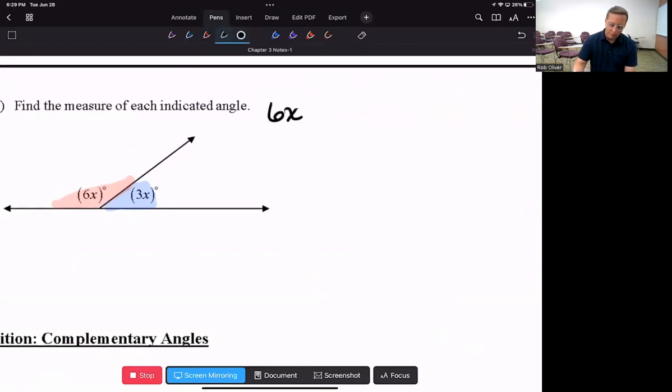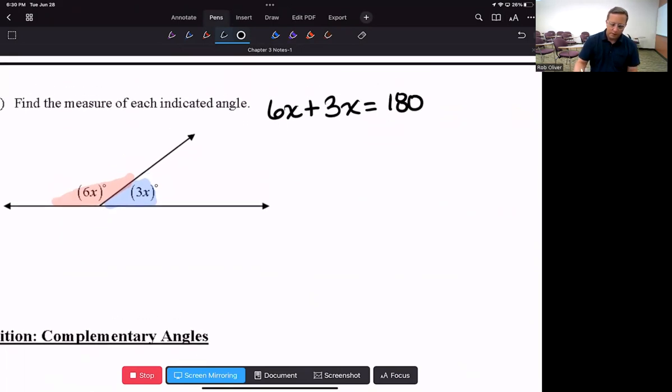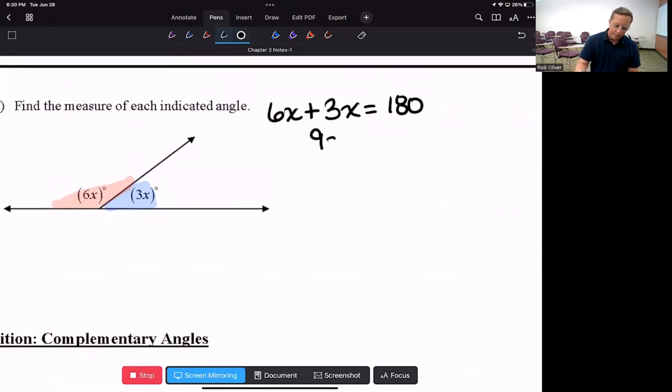So our equation is going to be pretty straightforward. We're going to do 6x plus 3x, and then we're going to make it equal to the angle measurement, which is 180. 3x and 6x makes 9x, and then divide by 9.